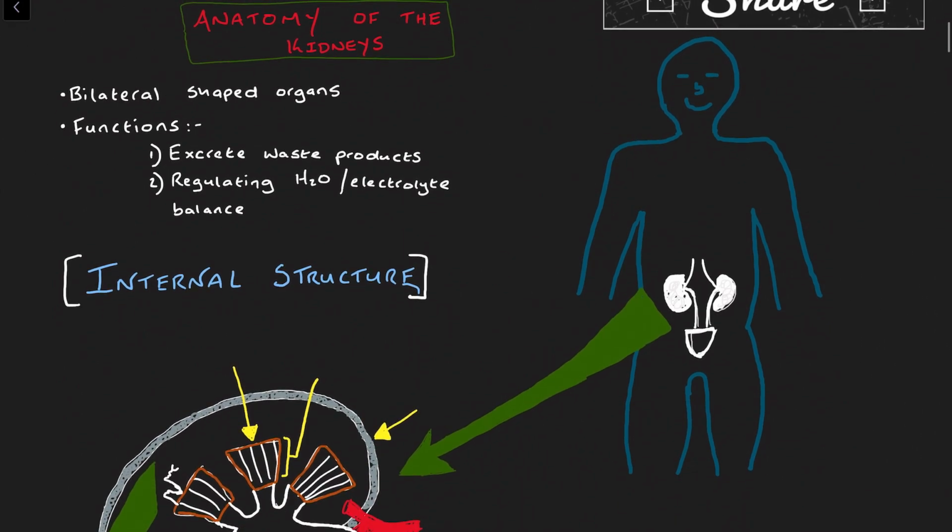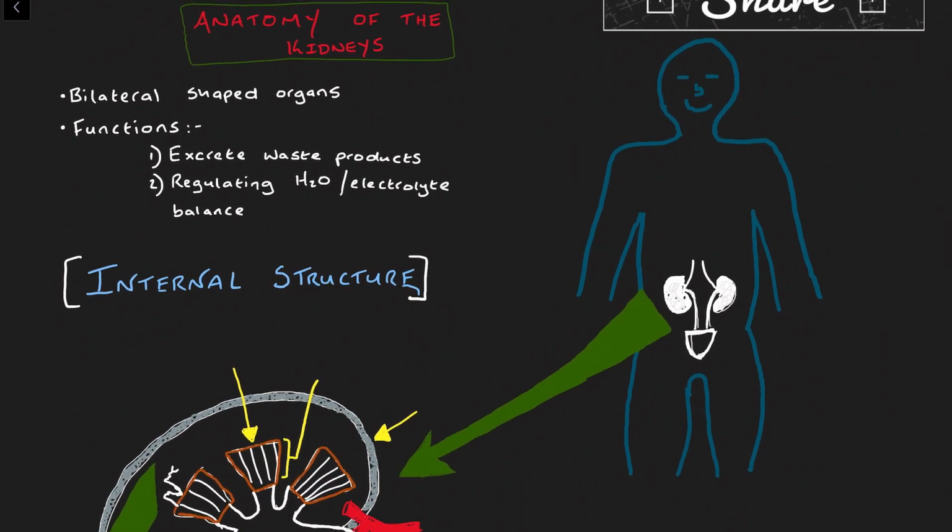So let's start by giving ourselves a quick recap on the anatomy of the kidneys. These are bilaterally shaped organs which are situated in the lower posterior side of the abdomen. Their functions are to excrete waste products from the blood and also regulate the water and electrolyte balance.